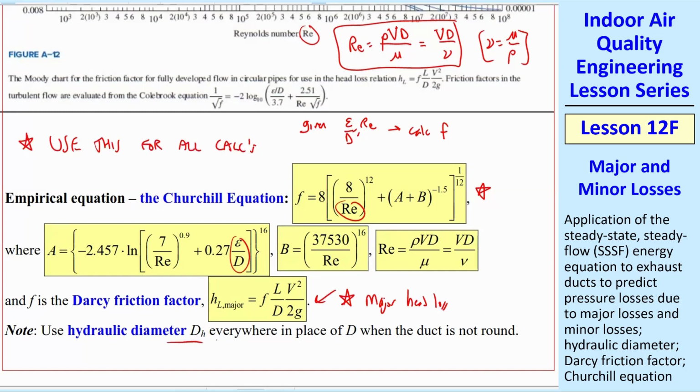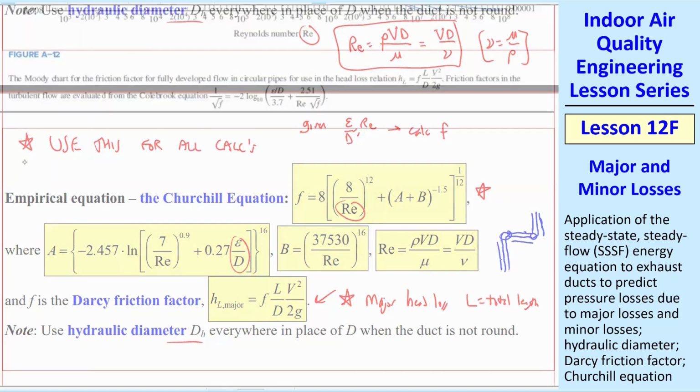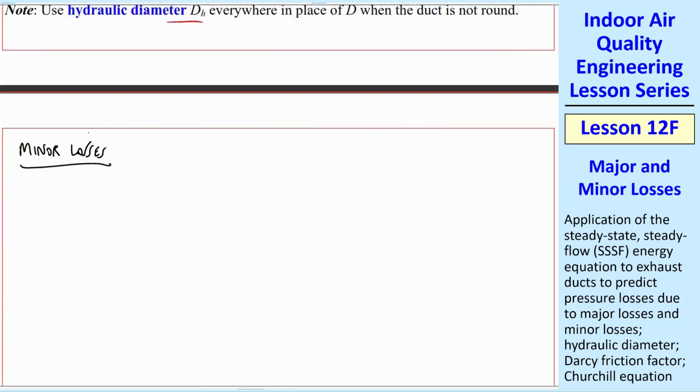Use hydraulic diameter when the duct's not round. L is the total length. So you can have a pipe, and then maybe there's an elbow, and there's another section of pipe, and then there's another elbow. You don't count the elbows, but you would count this length and this length, just add them all up to give you the total L, if they're all the same duct. Minor losses is everything else.